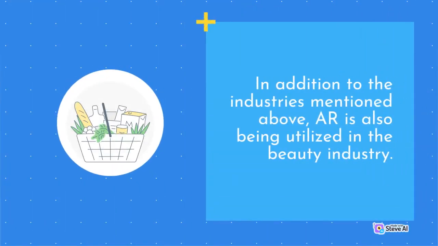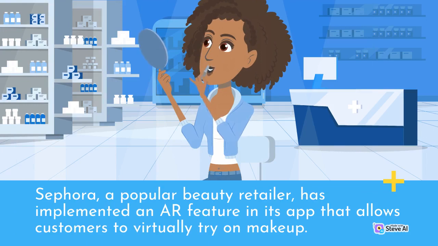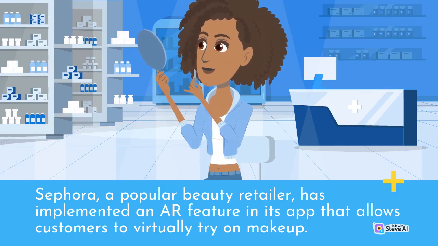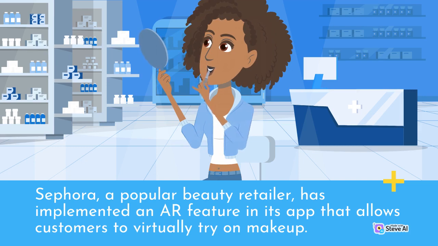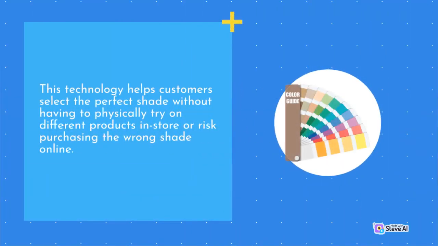In addition to the industries mentioned above, AR is also being utilized in the beauty industry. Sephora, a popular beauty retailer, has implemented an AR feature in its app that allows customers to virtually try on makeup. Customers can select a shade of lipstick, eyeshadow, or foundation, and then see how it looks on their face through their phone's camera. This technology helps customers select the perfect shade without having to physically try on different products in-store or risk purchasing the wrong shade online.